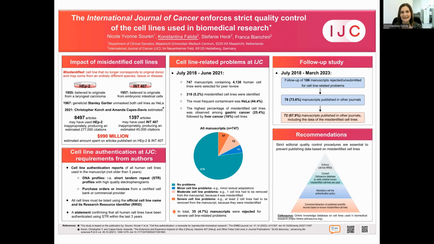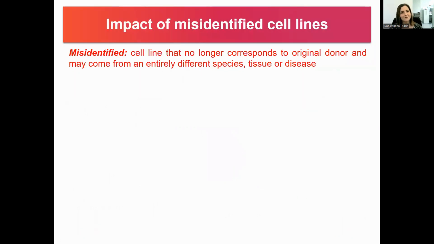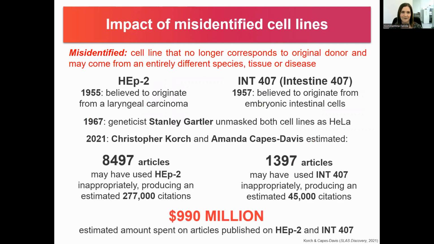It's the first time that I'm attending an EASY conference, and I'm really excited to share with you our study on the importance of cell line authentication in biomedical research. A misidentified cell line occurs through cross-contamination, mislabeling, or other laboratory errors, meaning that it no longer corresponds to the original donor, and it may in fact come from an entirely different species, tissue, or disease.